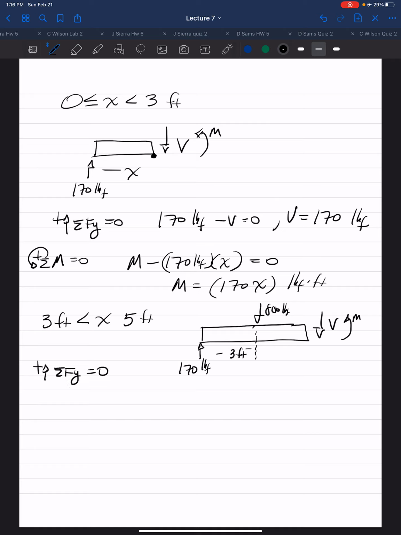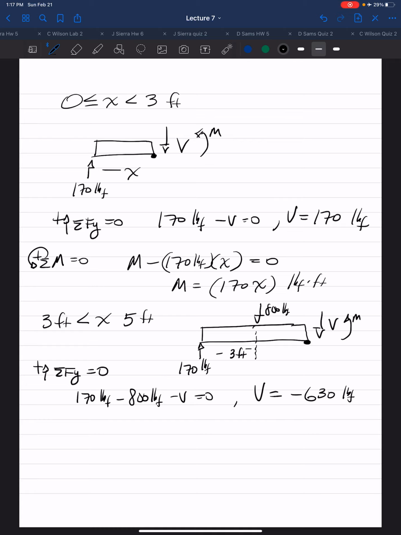Taking into account our V and our bending moment, M. Sum of our forces in the y direction: you have your 170-pound force minus your 800-pound force minus your V equals 0. Your V is equal to minus 630-pound force.